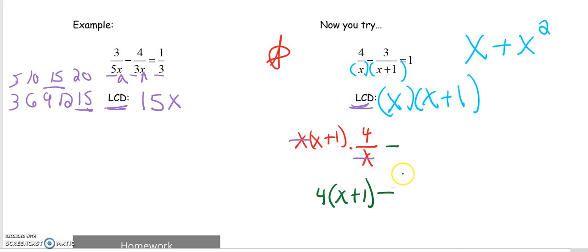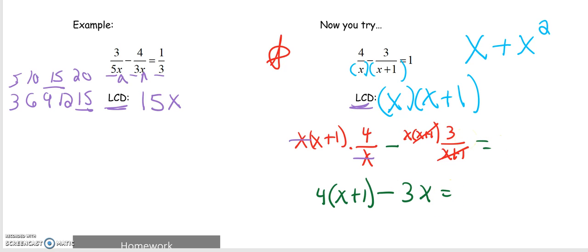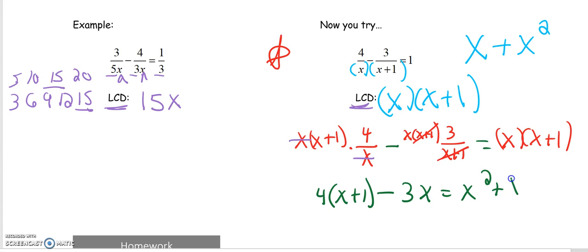Then I subtract, so I'm going to go on to my next piece. I'm going to again multiply it by an x and an x plus 1, and that's going to be 3 over x plus 1. Well, in this case, the x plus 1's cancel out. That means I'm going to be left with 3x. And then on the other side, the only thing that I have is a 1. So when I take 1 and multiply it by an x and an x plus 1, it's just going to be x plus 1. And then going through and finishing out this problem, on the other side you're going to have x squared plus x. This will simplify to be 4 times x plus 1 minus 3 times x squared plus x.